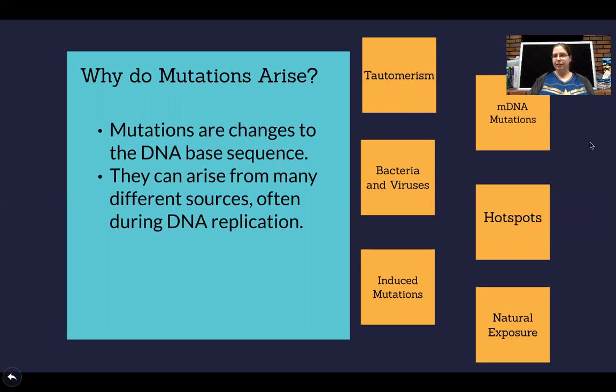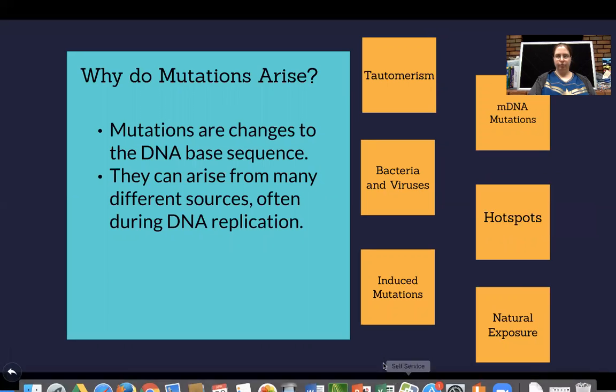So it can be pretty easy for errors to occur when you replicate your DNA so often. However, it doesn't mean that's the only way they arise, and we are going to talk about a few other things involved with mutations coming up.